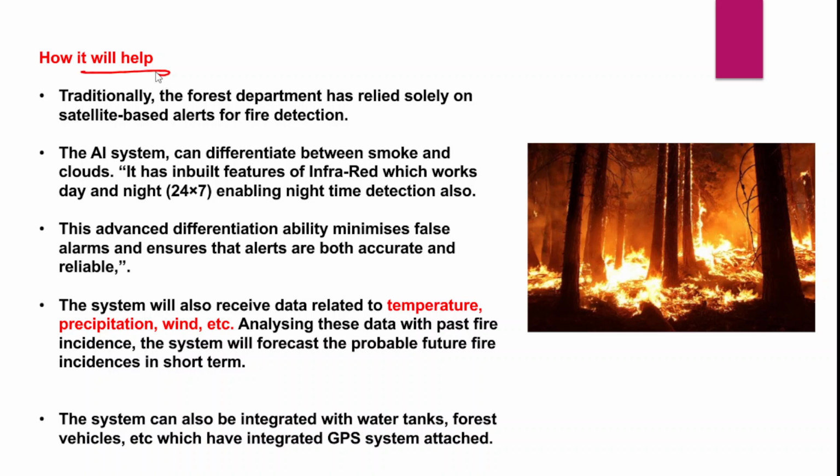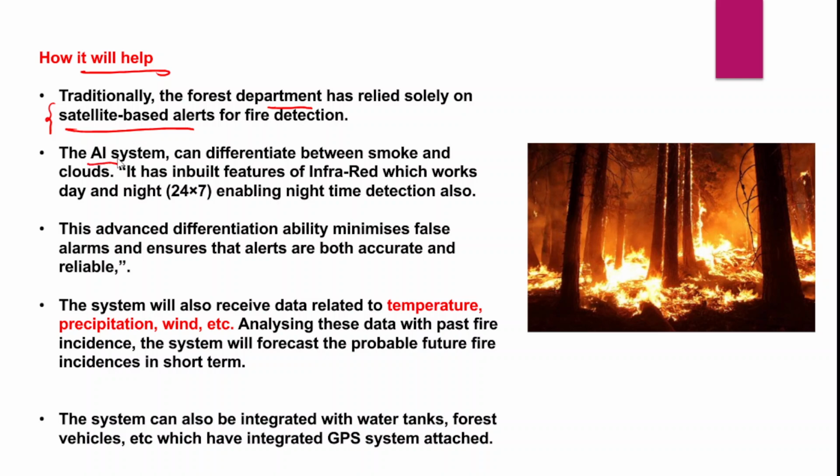So how will this artificial intelligence system actually help? When we look into the traditional methods of detecting forest fires at an early stage, forest departments usually relied on satellite based alerts for forest fire detection, right? So they would try to detect these forest fires in a particular forest area through satellite based alerts. Very often these satellite based alerts are not that reliable, and they are also not accurate, and at the same time they would not give timely alerts to the forest department about the forest fires, and that is where these forest fires are spreading to other parts at a quicker pace, especially during the summers, right?